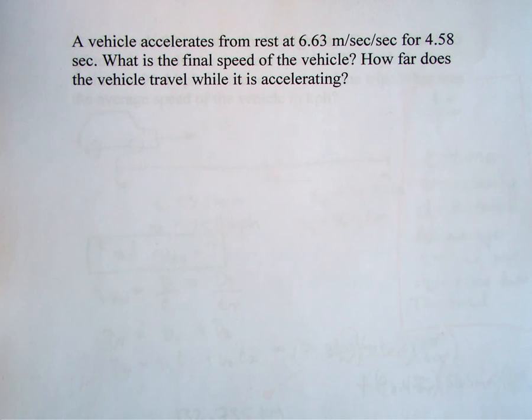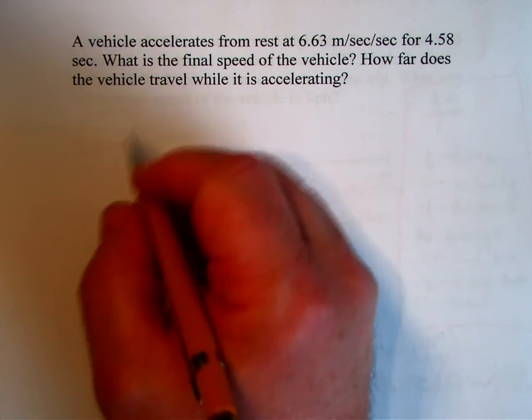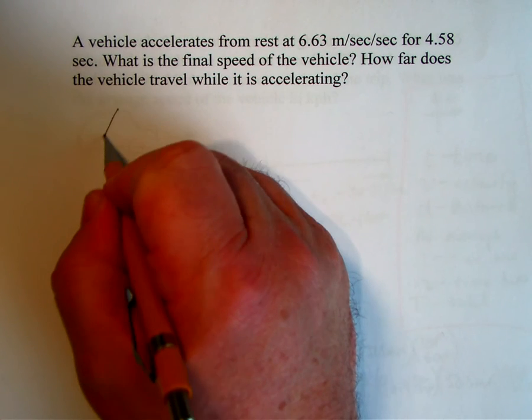So a vehicle accelerates from rest at 6.63 meters per second for 4.58 seconds. What is the final speed of the vehicle? How far does the vehicle travel while it's accelerating? Well, do we recognize any terms in there that we might already have an equation for on those sheets? You look at your sheet, you can kind of see that yes, we do. So let's go ahead and start working this problem, and we're going to draw our picture to start with.